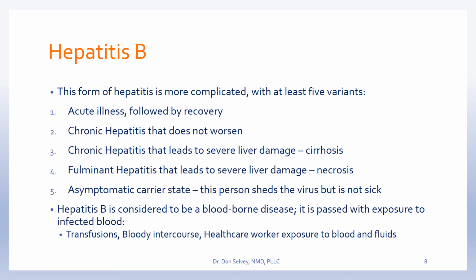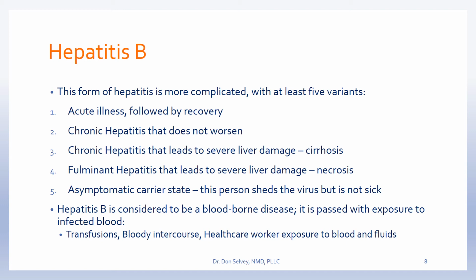The fifth possibility is what's known as asymptomatic, that is, the patient has no symptoms of illness, but they are shedding the virus into their blood, and anytime that there is a blood exposure, they could be passing this on to someone else. So hepatitis B is then a bloodborne disease.